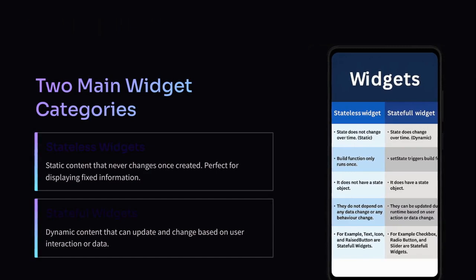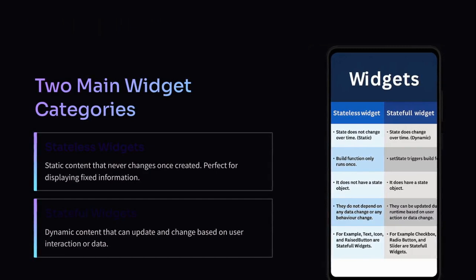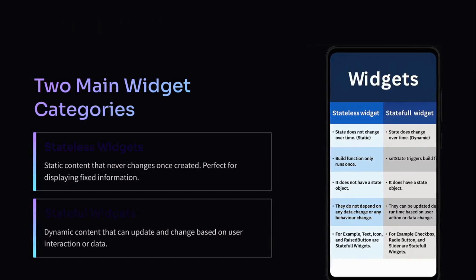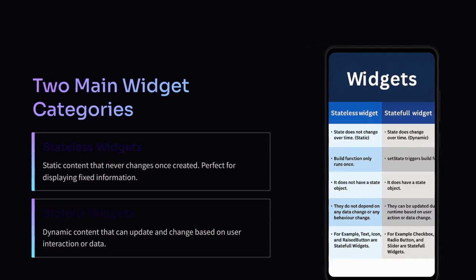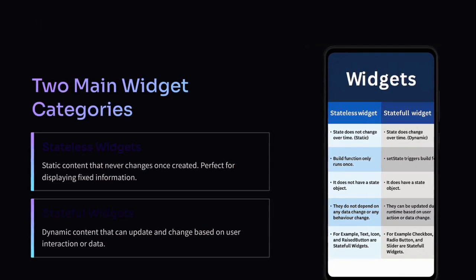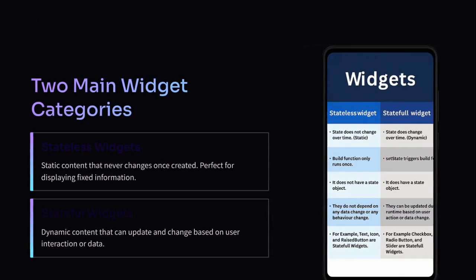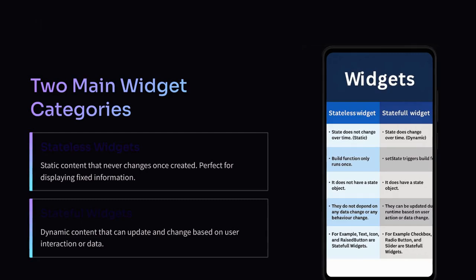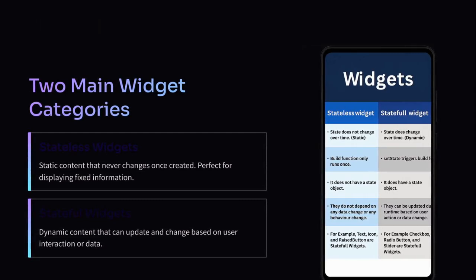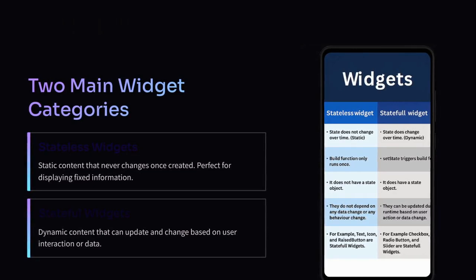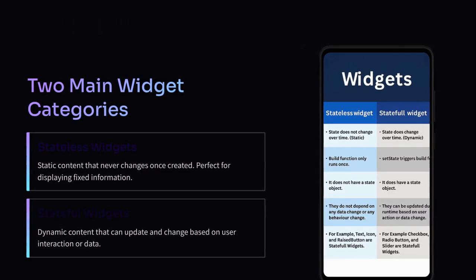Widgets in Flutter are categorized into two main types, stateless and stateful. A stateless widget is static, making it perfect for displaying fixed information that doesn't change, like text labels or icons. On the other hand, a stateful widget is dynamic, meaning it can update and rebuild itself based on user interactions or data changes, which makes your app feel more alive and responsive.